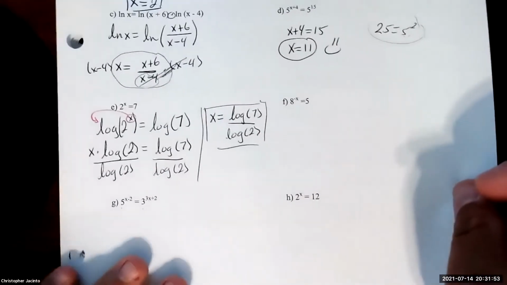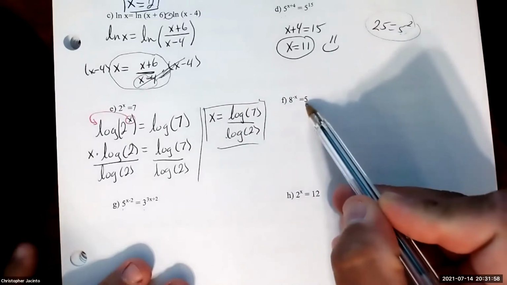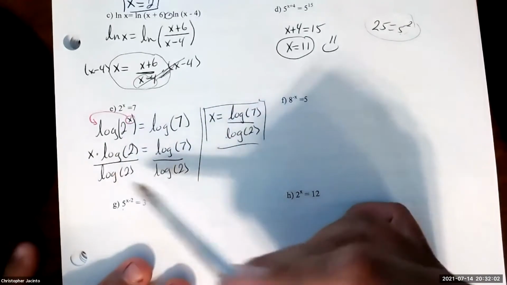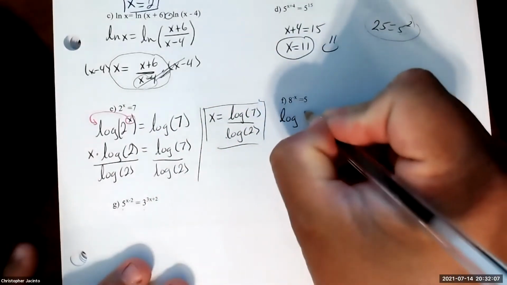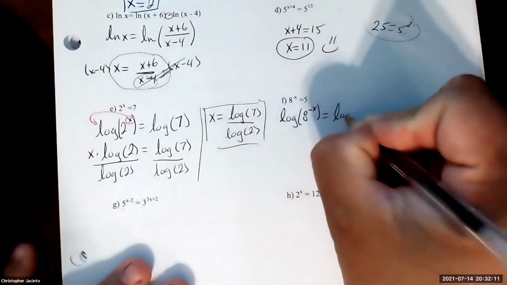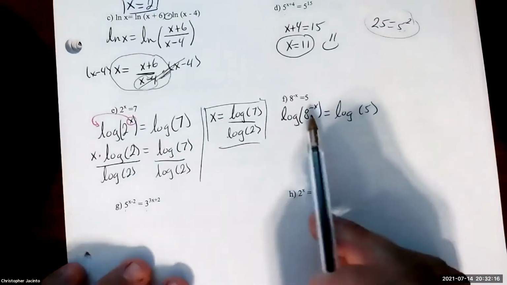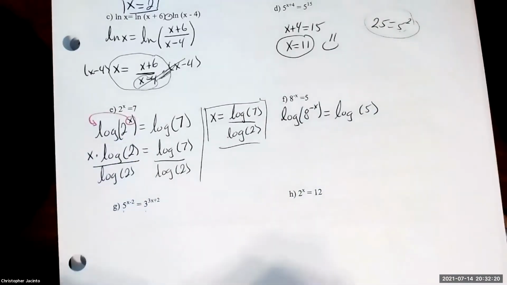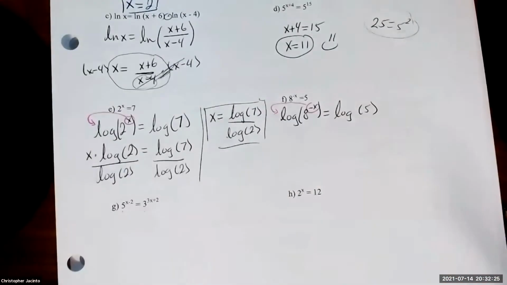So for F, same process, right? There's no way I can get some power to give you 5, and there's no way 5 to some power will give you 8, right? So therefore, we do the exact same process we just did here. So we're going to take the log of both sides. And notice it's almost an identical pattern to what we just did. So it's a power. So using property 6, bring it to the front.